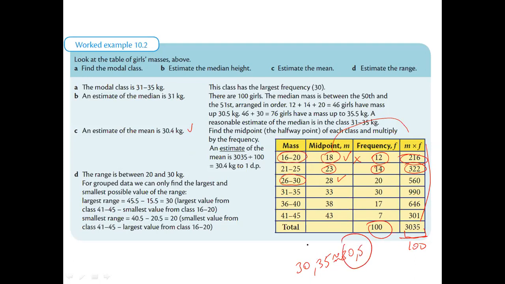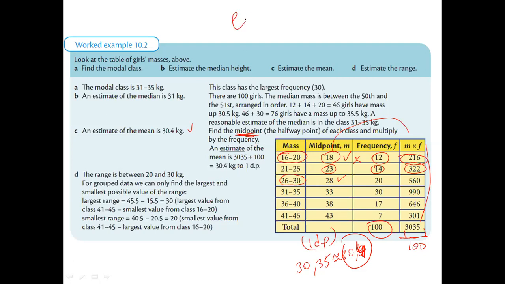Because when we take one decimal place, sorry, we have 4 and it increases only by 1, not by 2. So find the midpoint, or the mean or average of the mass of each class, and multiply by the frequency. An estimate of the mean is 3035 divided by 100, which with one decimal place is 30.4 kilograms.